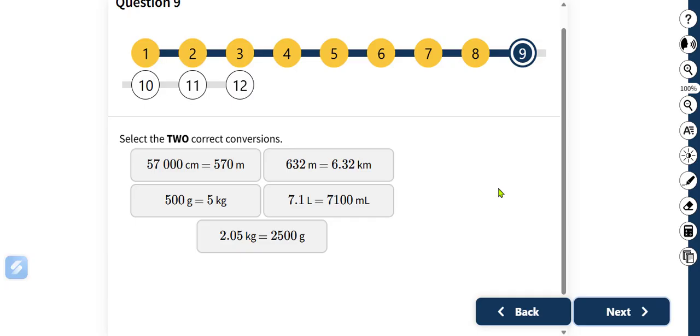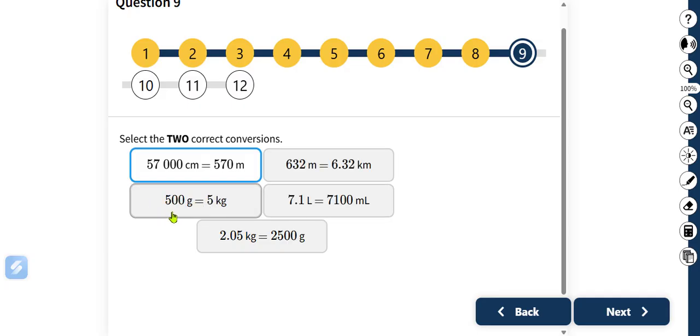Okay, now here we have to find the correct conversion. If you see, to convert centimeter into meter, you divide by 100. So if you divide 57,000 by 100, that will change into meter. So this is the correct answer. To change meter into kilometer, you divide by 1000. So if you divide this by 1000, it should be 0.6, but here it is 6.32 kilometer.